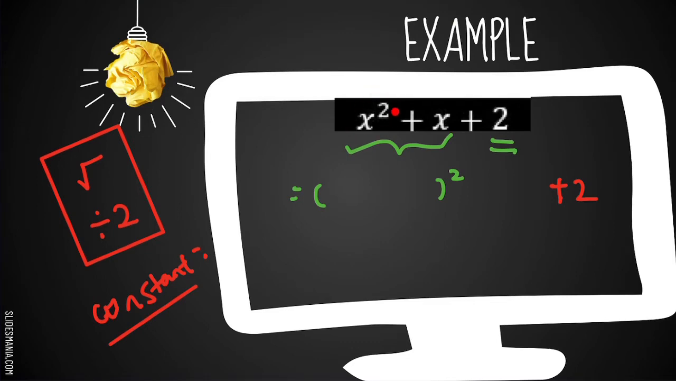So let's square root the first. Therefore, it will become x. And let's divide by 2 here. So this is plus 1, divide by 2, it will become plus 1 over 2. So let's try to open up. Square the first, you have this here, x squared. 2 times, you have it here, plus x. So square the last, it'll become plus 1 over 4.